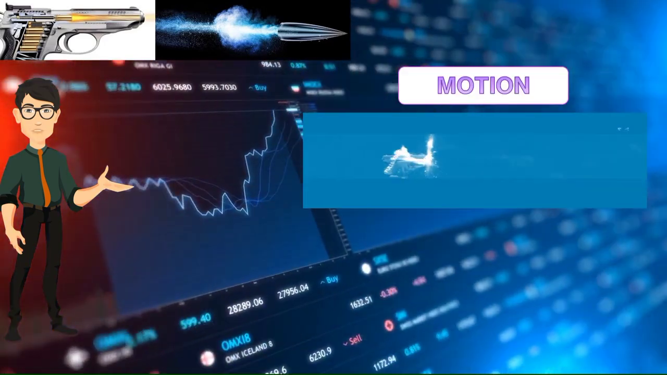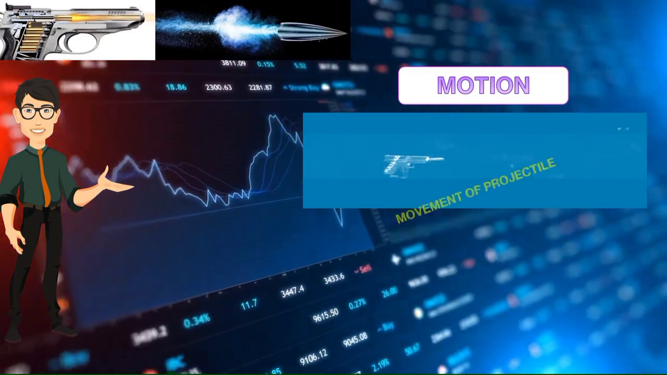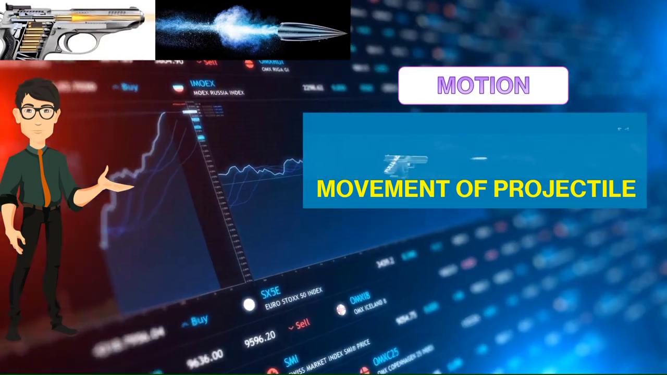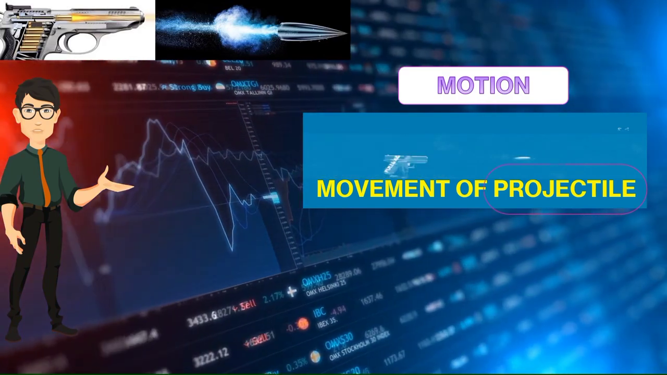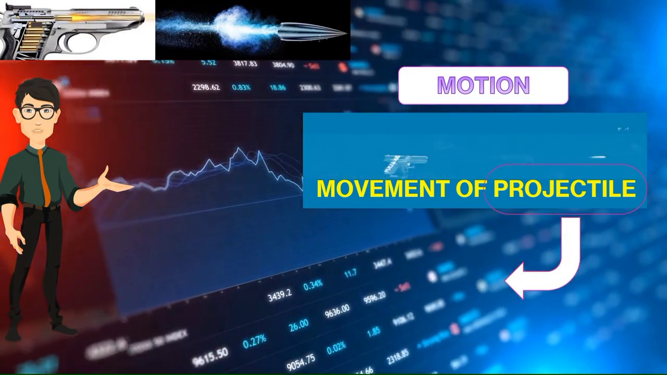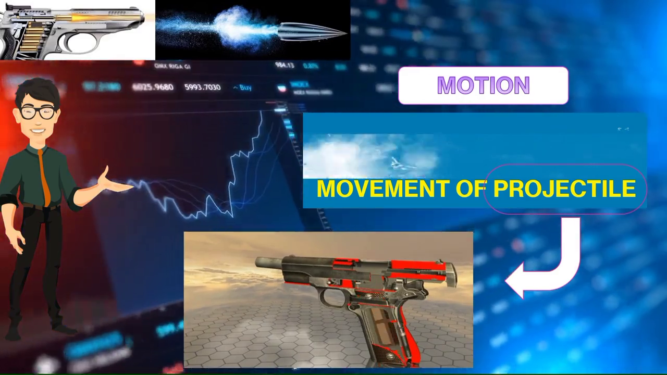Next, what is motion? Motion refers to the mobility or movement of the projectile. And when we say projectile, it refers to the bullet that passes through the barrel of the firearm.